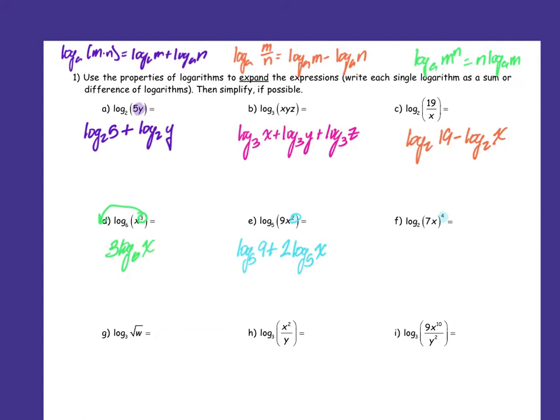So let's go ahead and do F. You guys are doing great, by the way. Good job. And then I'm going to do that one. So again, on F, I'm using 2 of the rules.